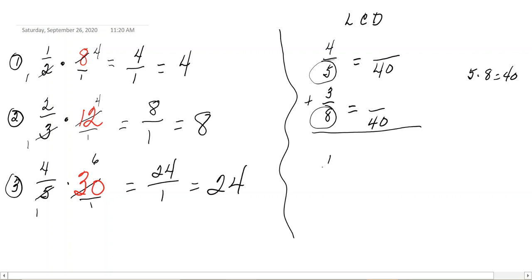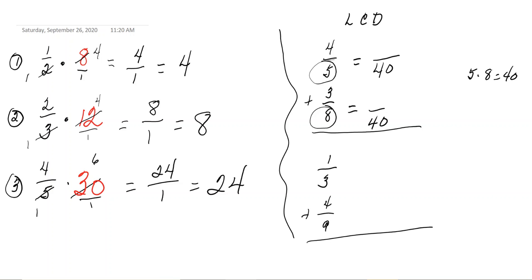If you had 1/3 plus 4/9, you would have to have a common denominator. Now, in this case, you don't need to multiply 3 times 9. If you did, you'd have 3 times 9 is 27, and that is a common denominator because both 3 and 9 go into it, but it's not the least, smallest common denominator.